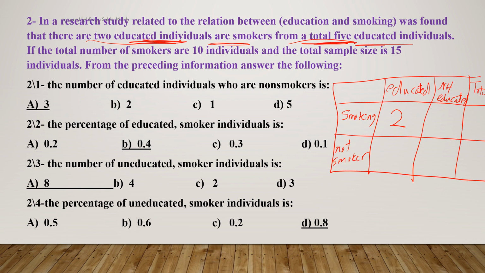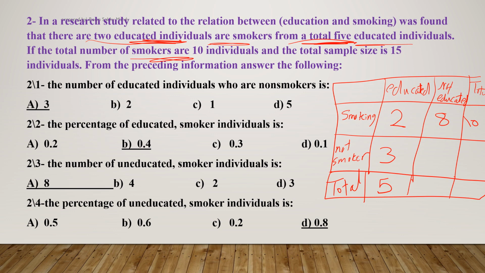So we have total educated of 5, and 2 of them are smokers. So the not smokers are 3. If the total number of smokers equals 10, and 2 of them are educated, so the rest are not educated, which equals 8.